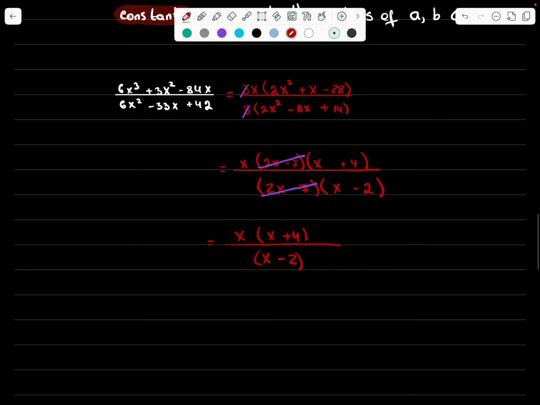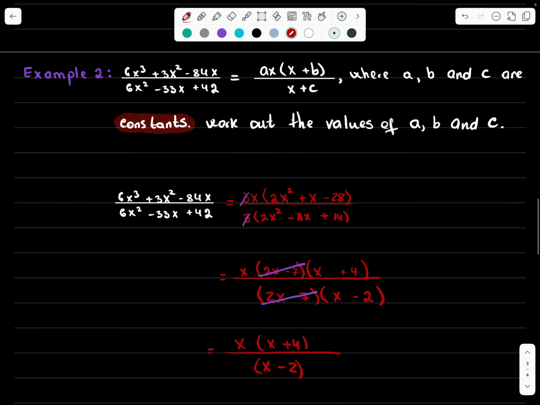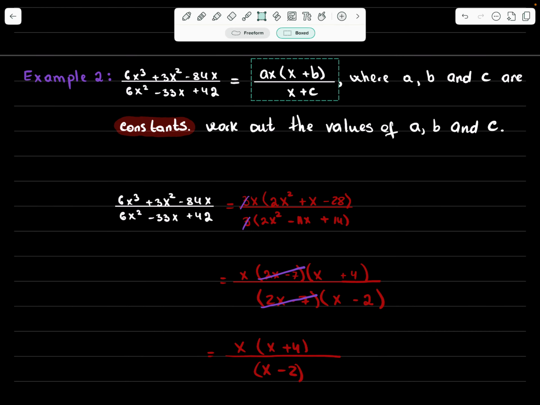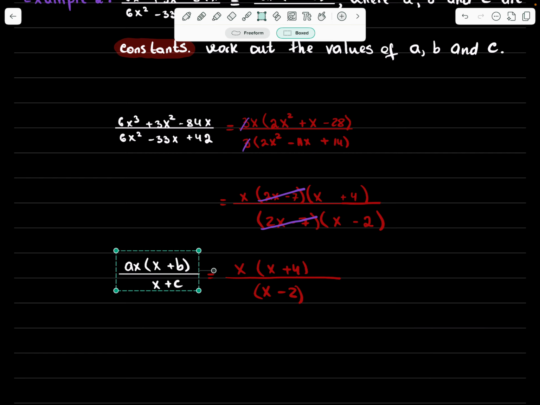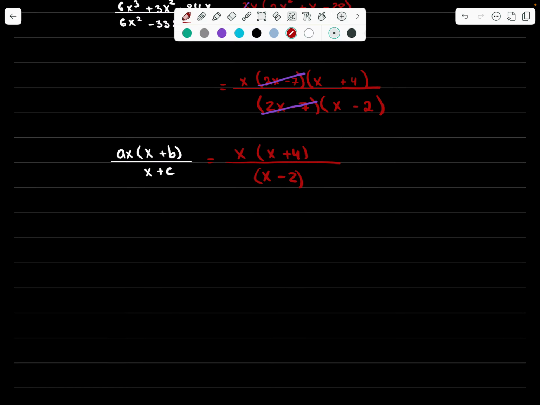Alright, so they said that is the same as this one. That means they are the same. Let's equate them. As you can see, there is 1 in front of x. I can now say a is 1, then I can say b is 4, then I can say c is negative 2.